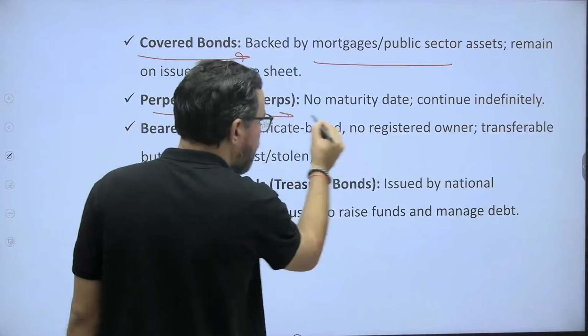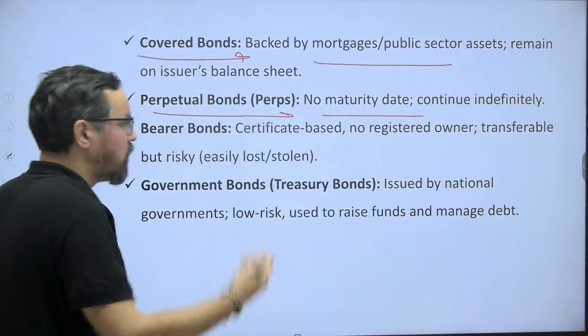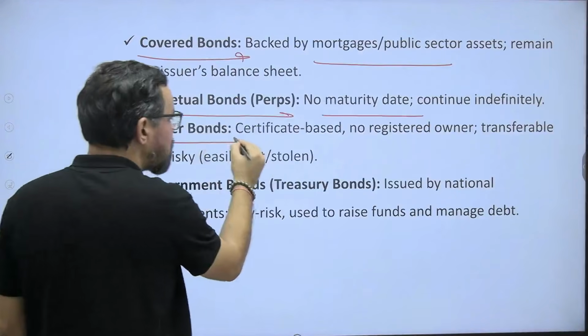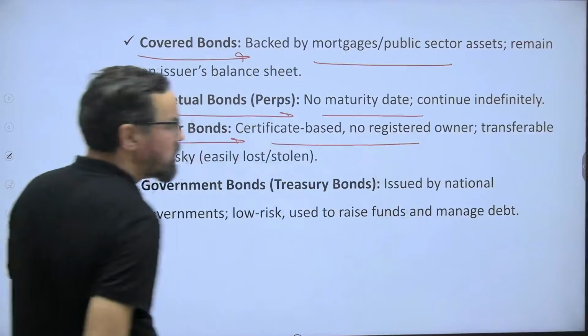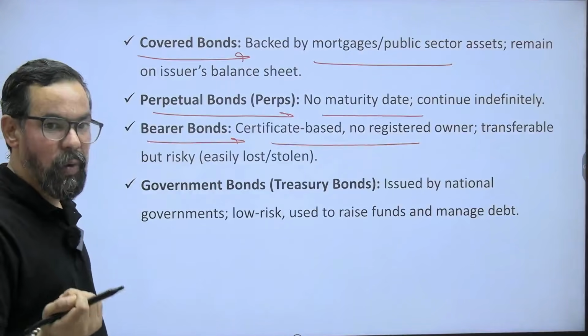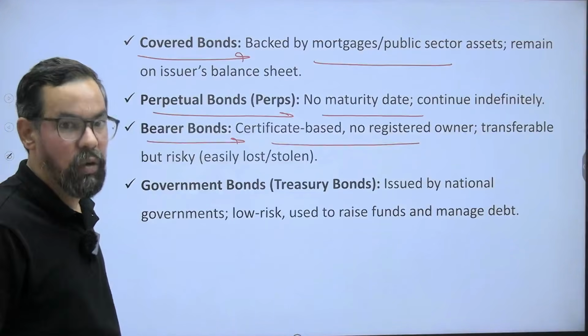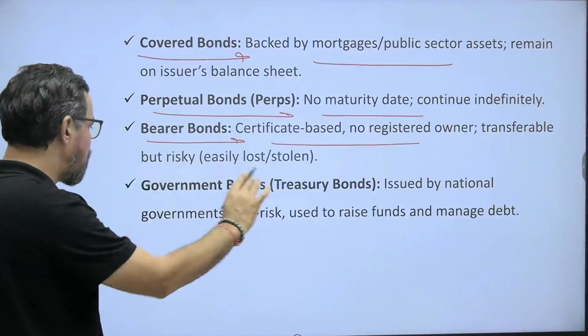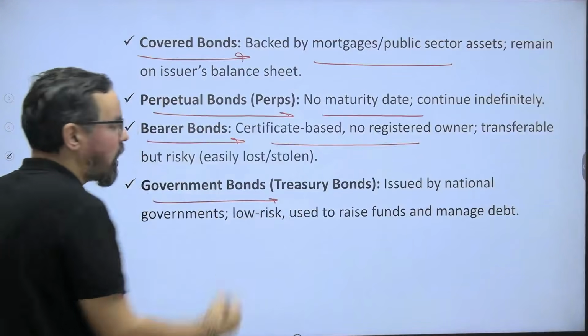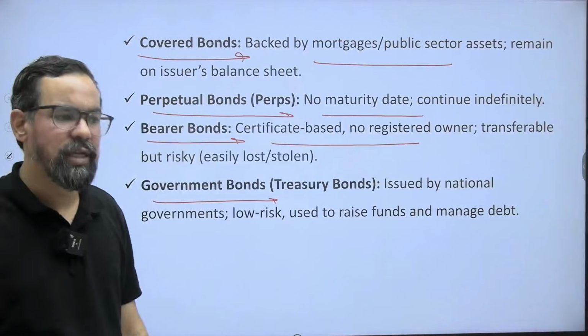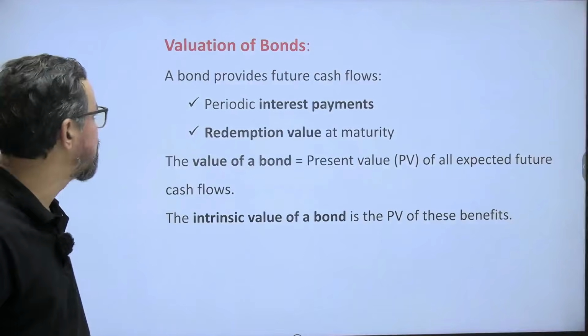Perpetual bonds have no maturity date and continue indefinitely. Bearer bonds are certificate based with no registered owner. Whoever is the holder of that particular bond is the owner of that bond. Earlier we used to have these, but nowadays we do not. Government bonds are issued by the government. Majorly these get issued on a discount basis.